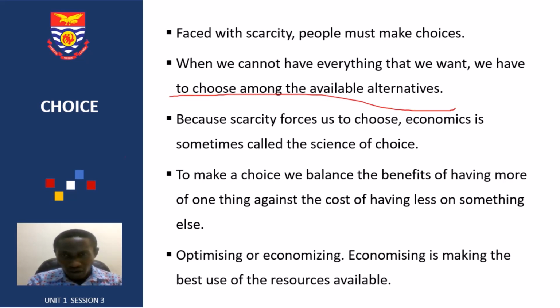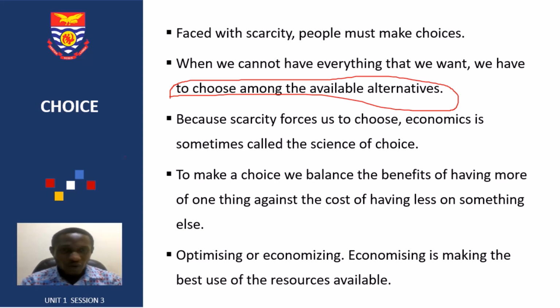Choose among available alternatives, right? Okay, so because scarcity forces us to choose, economics is sometimes called the science of what? Choice. Keep note, science of choice. When we talk about economics being a science of choice, what we mean is the science that explains the choice that people make and predicts how changes in circumstances affect their choices.